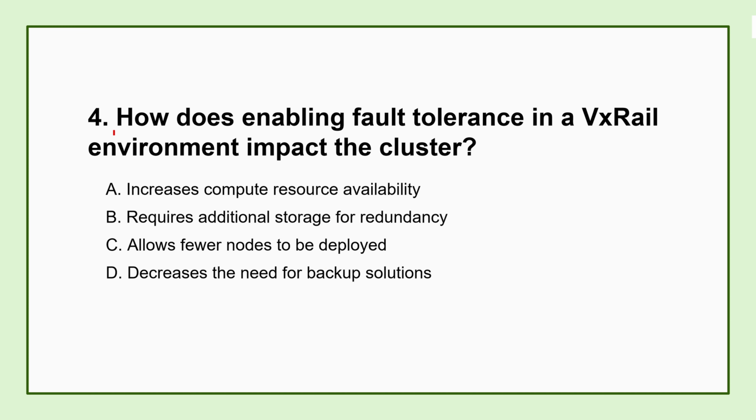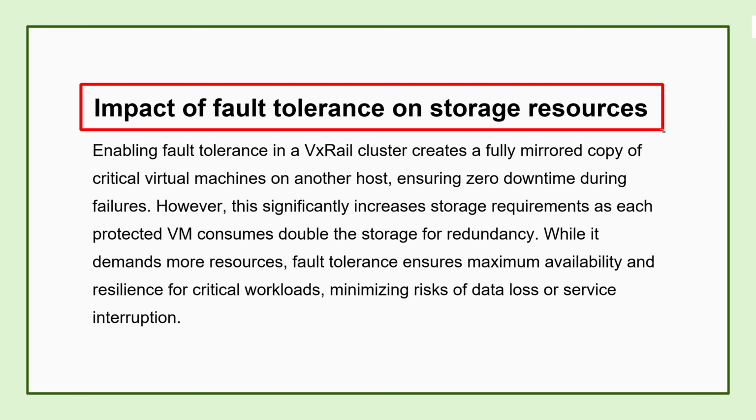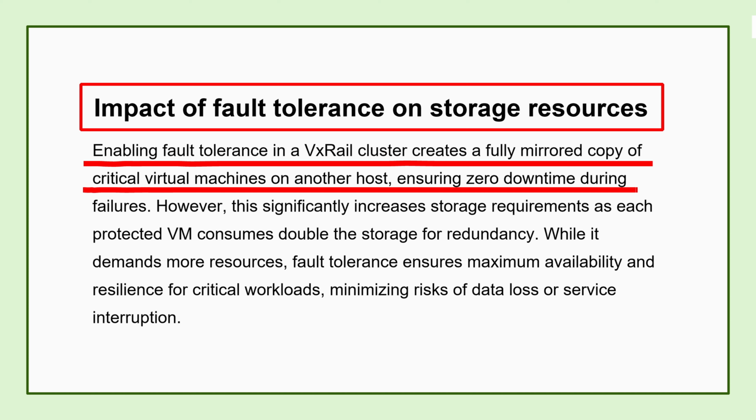Question 4. How does enabling fault tolerance in a VxRail environment impact the cluster? The knowledge points of this question are impact of fault tolerance on storage resources. Enabling fault tolerance creates a full copy of your critical VMs on another node so they keep running even if something fails. But it doubles your storage usage since everything is stored twice. It's a small cost for big reliability.